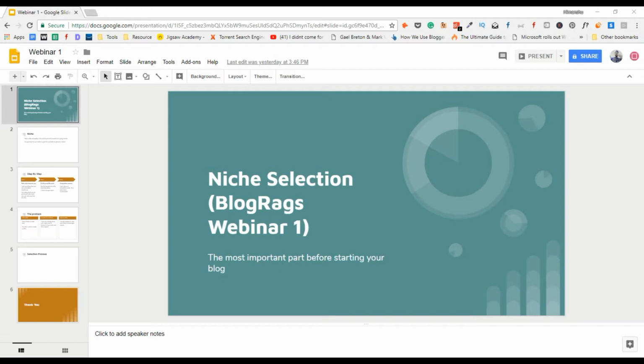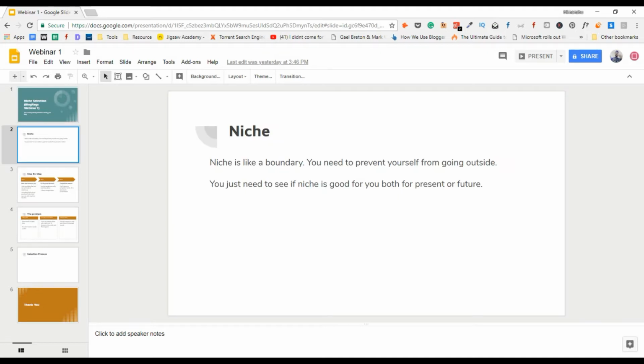It's very important that people stay inside that. So this is a very good definition of a niche. A niche is nothing but a boundary. You need to prevent yourself from going outside.